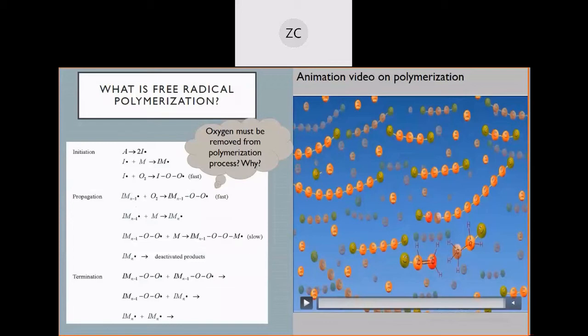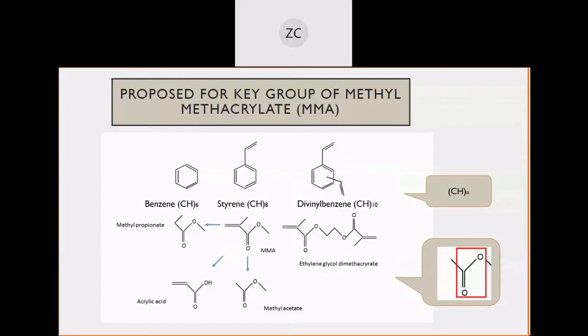What we can do is bubble nitrogen gas to remove the dissolved oxygen in the polymerization process. This is related to our study, which is to find the gas solubility of nitrogen and oxygen gas in different organic compounds. The key group is the organic compounds that have the same molecular structure.